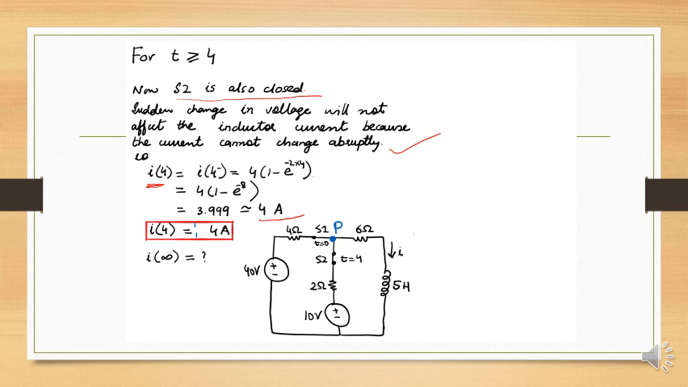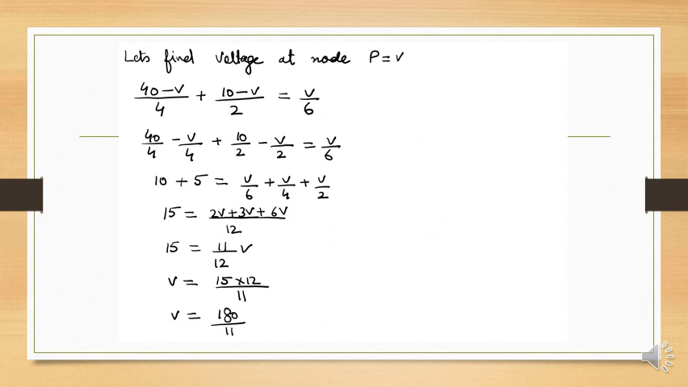I have redrawn the circuit again for your convenience. I have drawn a node over here and I am going to find out this value. At this node, I am representing this node P as V. 40 minus V over 4 plus 10 minus V over 2 is equal to V by 6. Again, simplification, and finally I got V is equal to 180 by 11. I hope you got this equation because it is a simple nodal equation, nothing else. And what we get finally is 180 by 11.